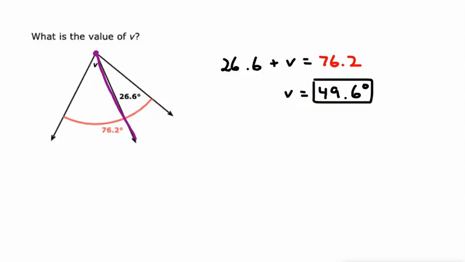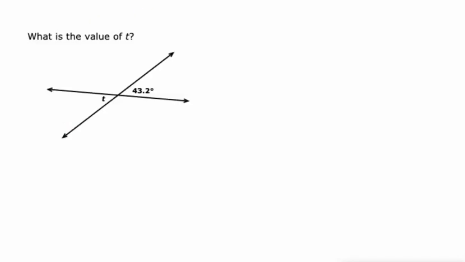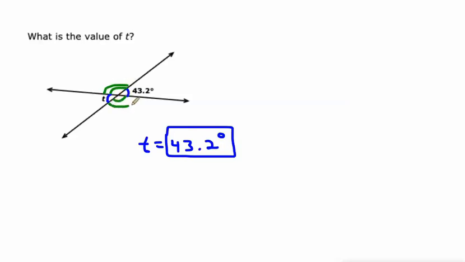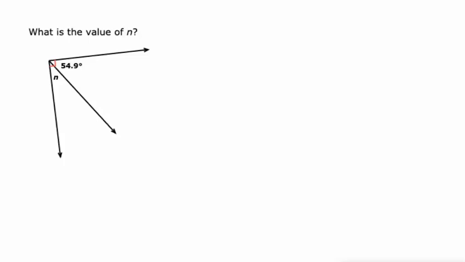All right, there are some trickier ones coming up. This is definitely not one of them. These two angles are what we call vertical angles. They are equivalent to each other. So angle T is 43.2 degrees. It should also be noted that these two angles are equivalent to each other as well, and that they are supplementary to the other two. So we could take it a step further and figure out what those are as well. But we have other things to do.